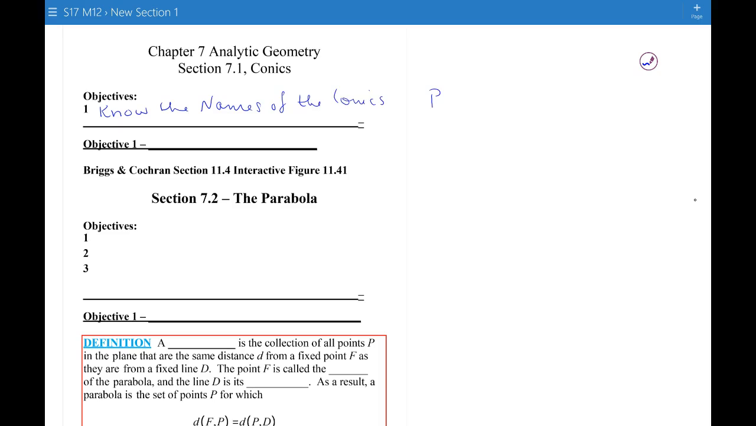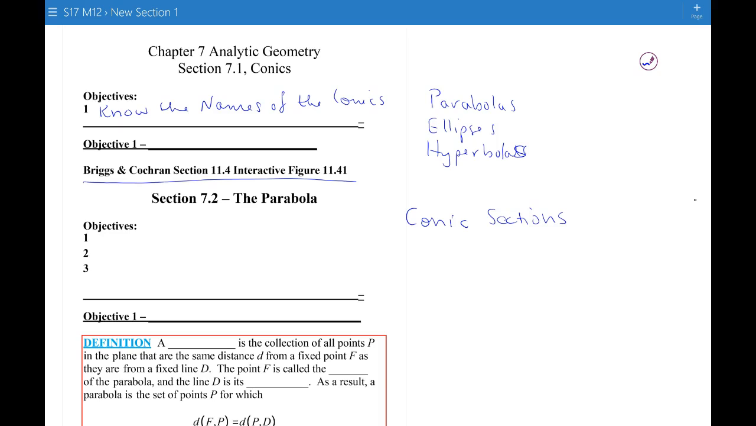So the three types of conics that we'll be studying are parabolas, ellipses, and hyperbolas. I'll be bringing a cone into class, and I have this little interactive figure that I'll show you so we can see why these shapes are called conic sections. People say conics for short, but they're actually conic sections.